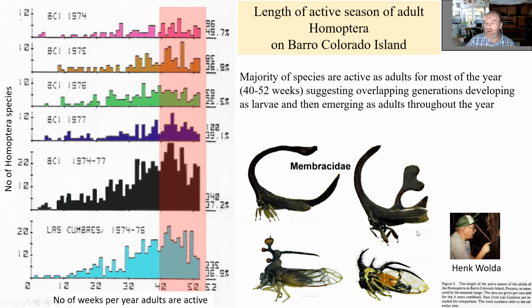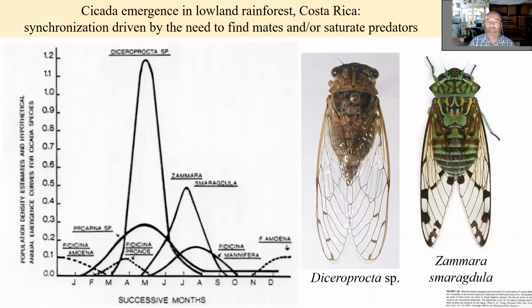One long-term study was done by Hank Wolda at Barro Colorado Island, where for many years he had one light trap, which he and his technician were sorting the samples from every night, and specialized on Homoptera. And this is the number of species which were typically recorded a certain number of weeks in the year. And so, as you can see, most of the species were recorded by at least 40 weeks up to 52. And so were present as adults, because that's what the light trap is collecting, pretty much continuously.